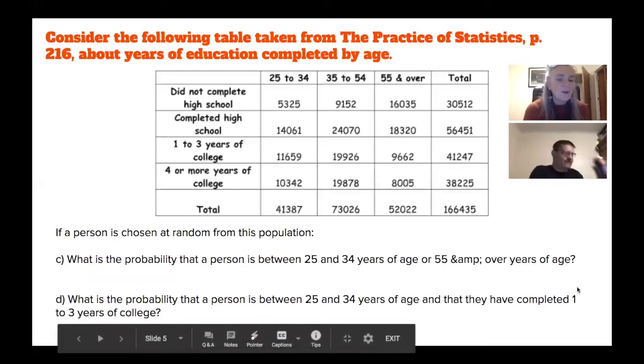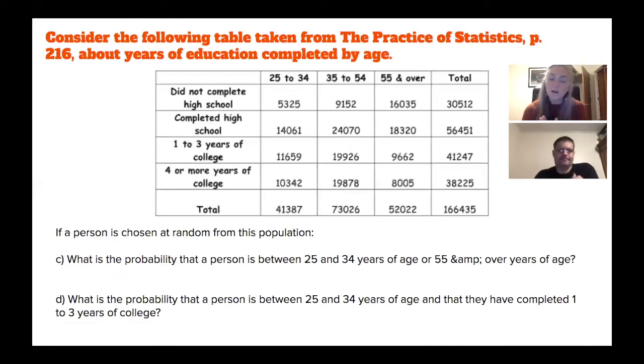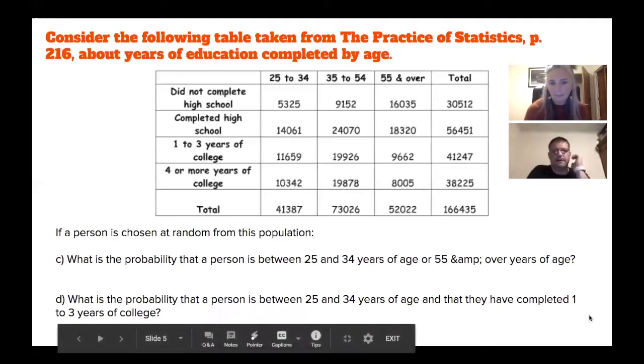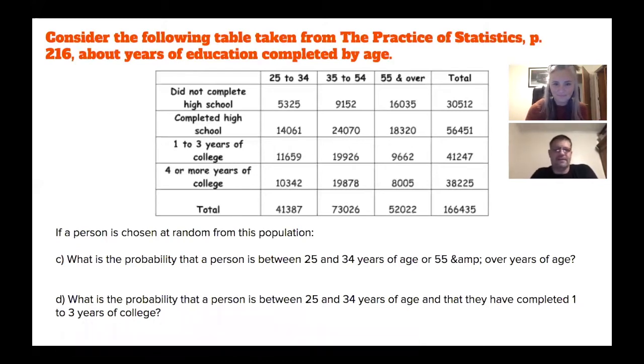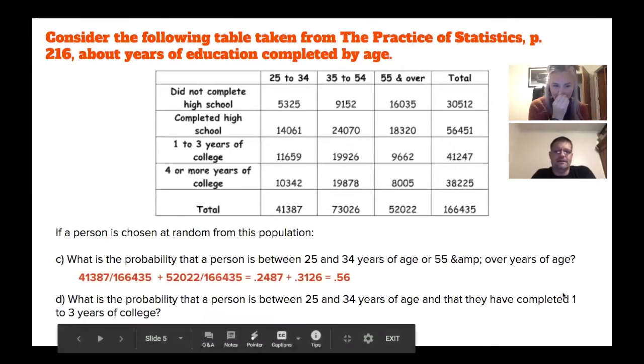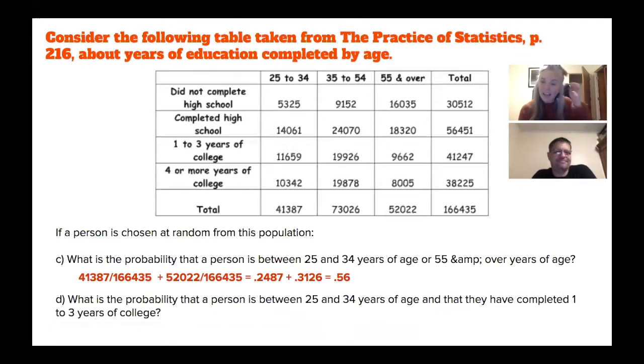All right. What is the probability that a person is between 25 and 34 or 55 and over years of age? So now we've switched and to or. Can we do that, Mr. Bobby? Or now we can add. Yeah, we can add those two columns. Whatever the 41,378 plus 52,22 is, I'm not going to even try to do that in my head. So yeah, we absolutely can add.